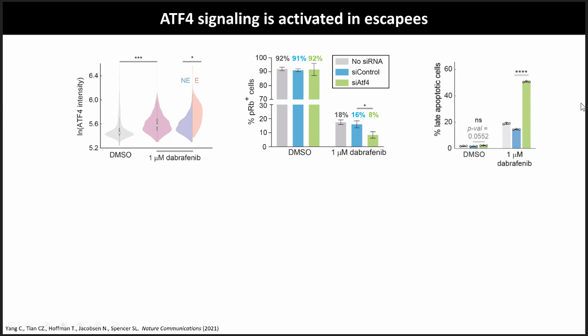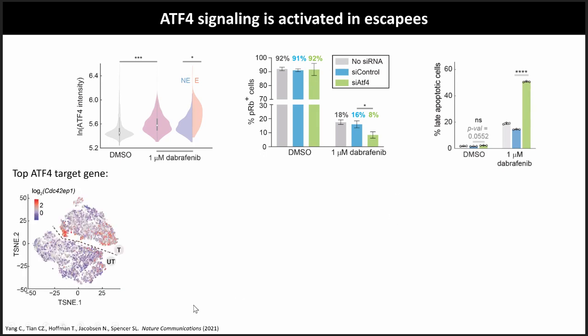So from this, we can say that ATF4 is promoting the survival of these SKP cells that are attempting to cycle in the presence of a drug that is trying to block them from cycling, which you can imagine is stressful for cells. We also looked at a number of the top ATF4 target genes.